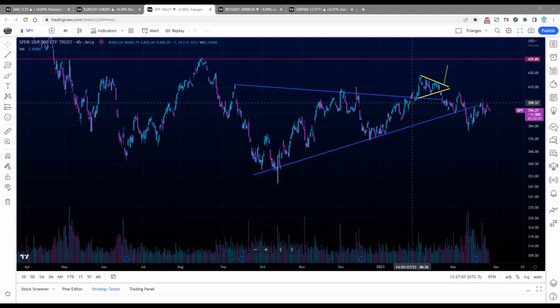We can't make any decision till it breaks out. Now, here it broke above, here it broke above, but it didn't stay above. It didn't close above, or it didn't have a confirmation. Now, here, what do we get?